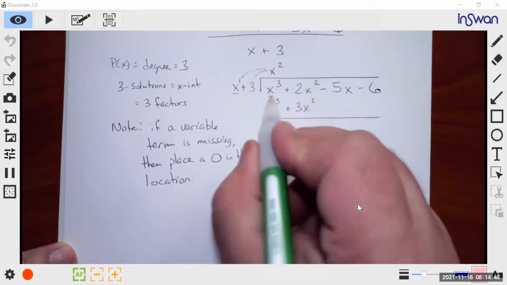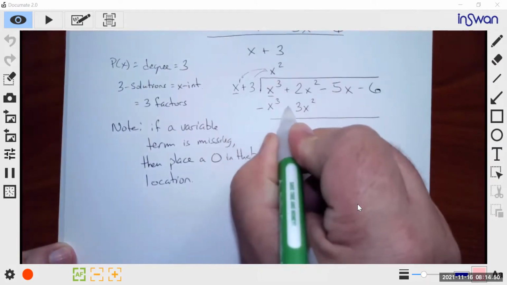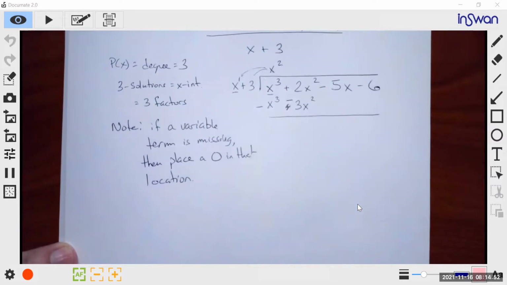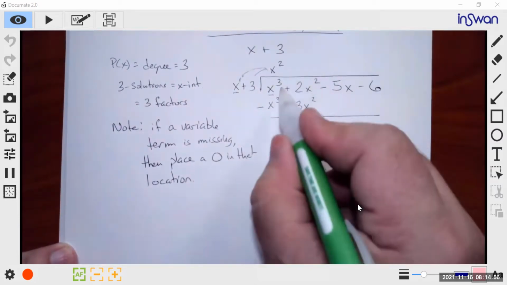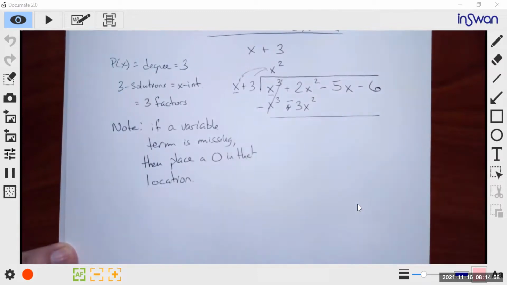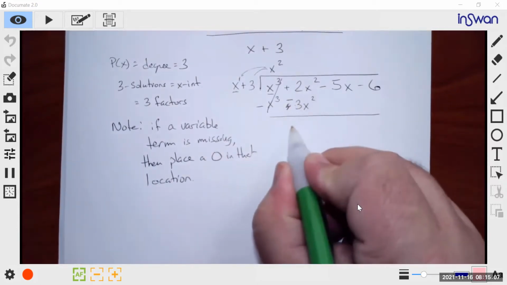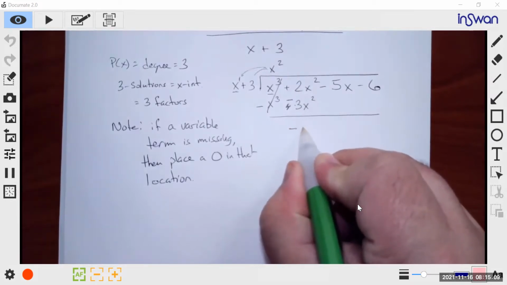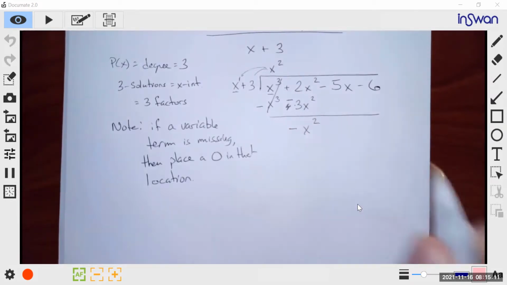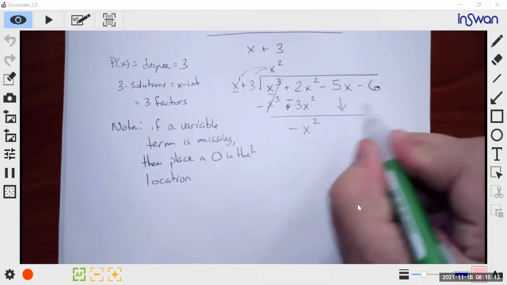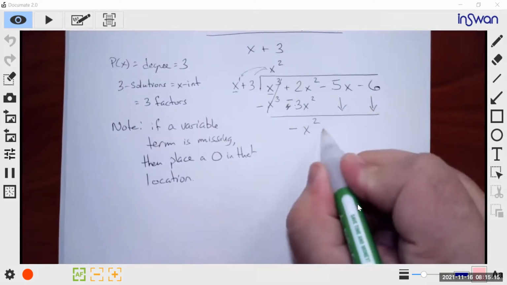Next step, we have to change the signs and add. Remember, the first term should always disappear. If it doesn't, you did something wrong. So 2 minus 3 is negative 1 x squared. Bring down everything else.